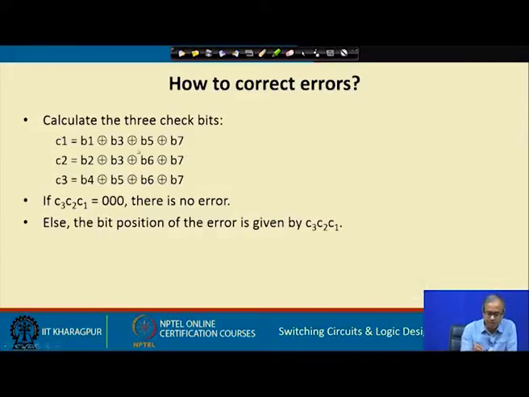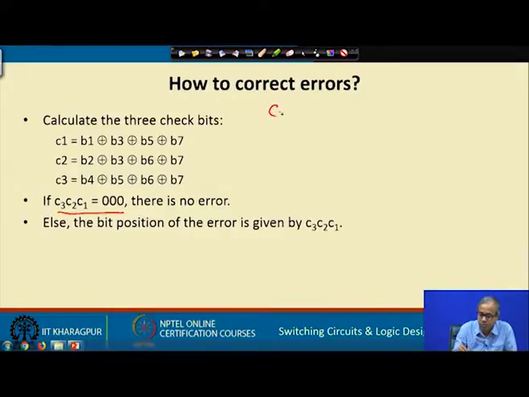Now, the rule is simple. After you have calculated these check bits, if you find that they are all 0, it means there is no error, but if it is non-zero, it means there is an error, and whatever you have got will directly give you the position of the error. Let us take an example.